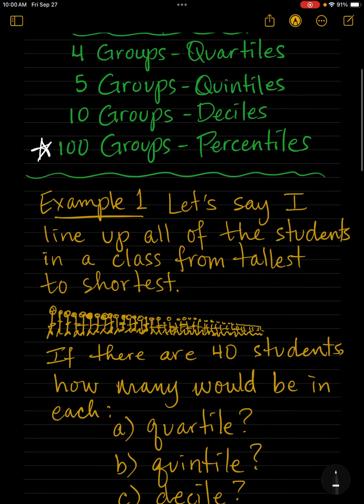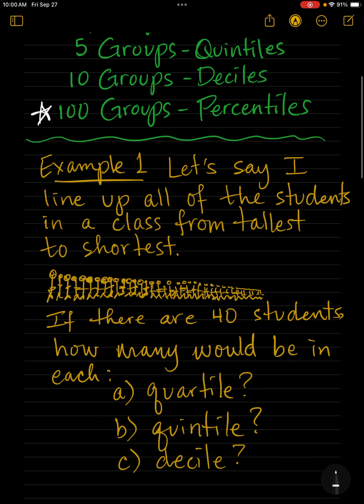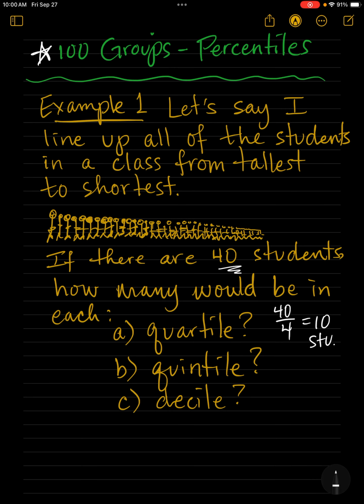So let's start with part A for a quartile. If there are 4 groups and we have 40 students, then we're going to do 40 divided by 4, and that would be 10 students per group. It's really just that easy, but I need you to be clear on this before we move to the next part. Quintiles, we would break into 5 equal groups, and that would be 8 students per group. If we did deciles, that would be 10 equal groups, and each group would consist of 4 students.